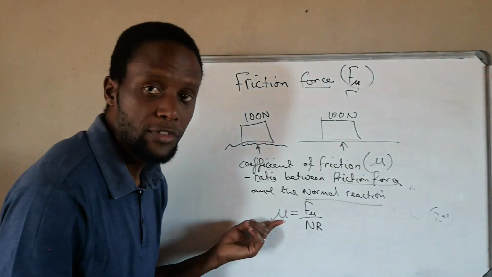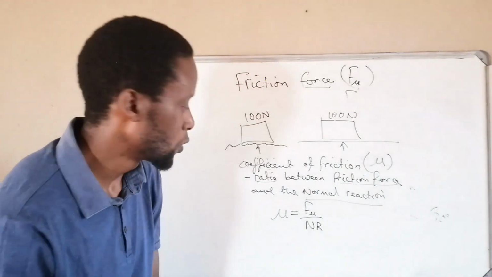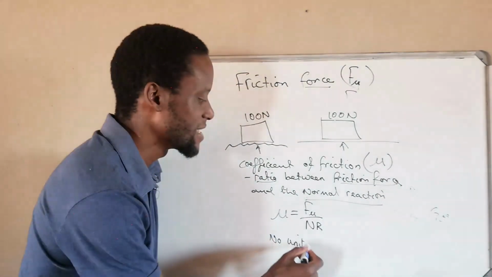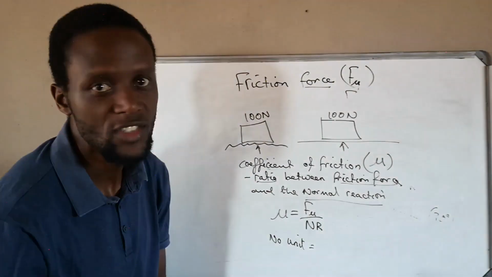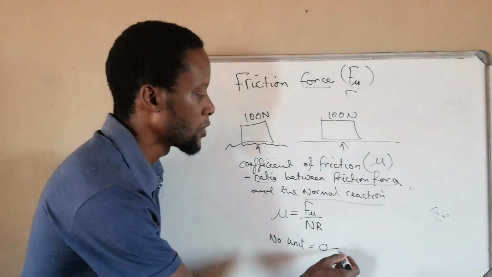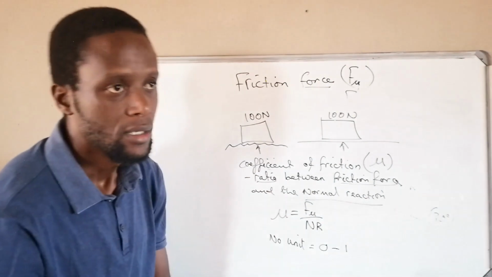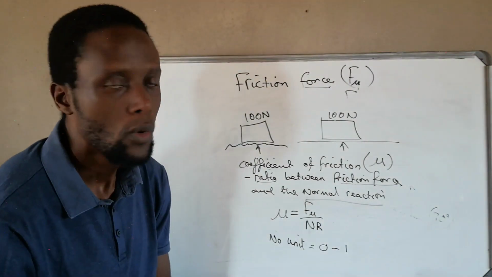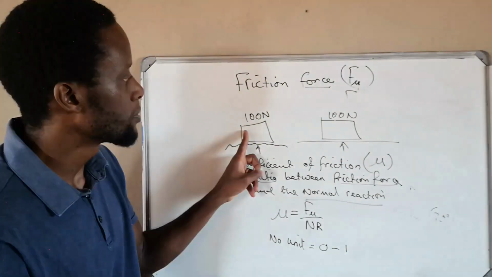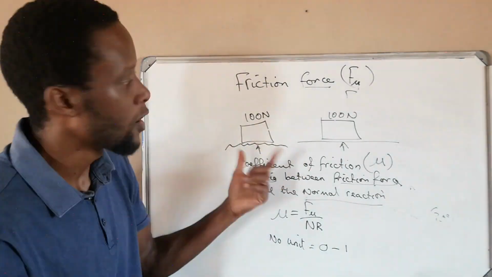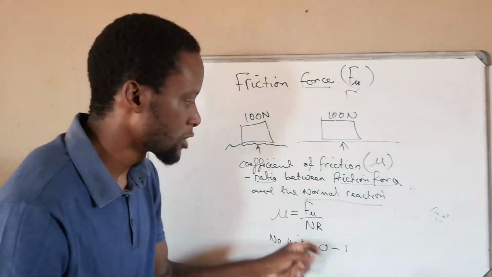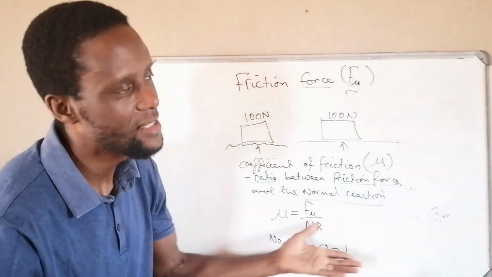Coefficient of friction is a ratio, therefore it will not have a unit. There are no units for coefficient of friction. It is just a number between 0 and 1, 0 comma something. It shouldn't exceed 1, or else the object will not be able to move on this surface. If our object is able to move on the surface, then the coefficient of friction should be less than 1.